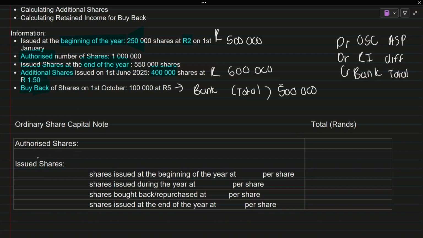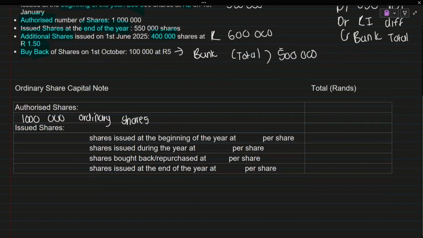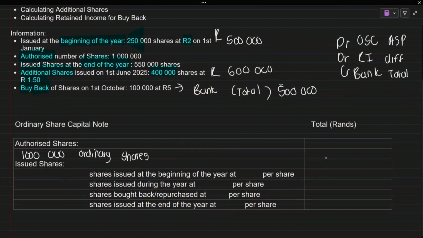So the ordinary number of shares will be 1 million ordinary shares. Keep in mind, there is no Rand amount for this in the memorandum of incorporation. We're only going to look at the issued shares and their Rand amount. At the beginning of the year, we had 250,000 shares issued at 2 Rand per share, so that would be 500,000. Shares issued during the year, there it is over here. It's our additional shares, so it's going to be 600,000, and it was issued at 1 Rand 50 per share, and it was 400,000.